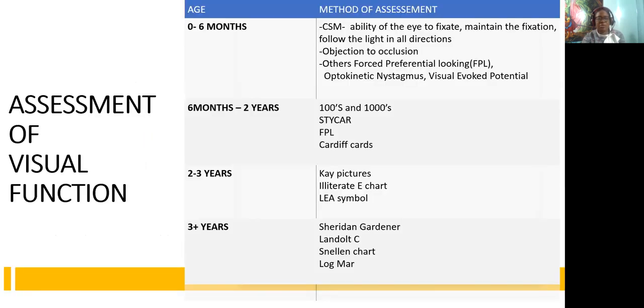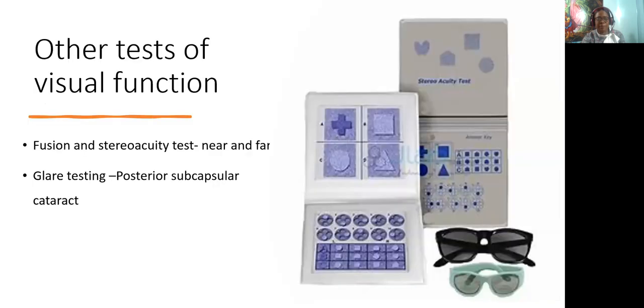For the assessment of visual function, we use age-appropriate methods. For ages 0 to 6 months, we want to know whether the child has the ability to fixate, to maintain fixation and follow light. We want to see whether the child objects to occlusion in one or both eyes. For 6 months to 2 years, we can use hundreds and thousands and others. For 2 to 3 years, we can use HOTV pictures or symbols and others. For 3 years and above, we can use the Snellen chart or LogMAR and others.